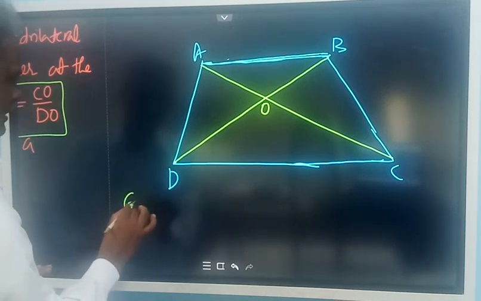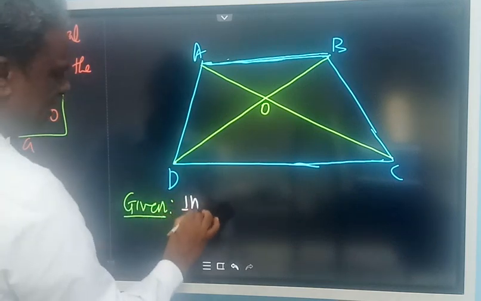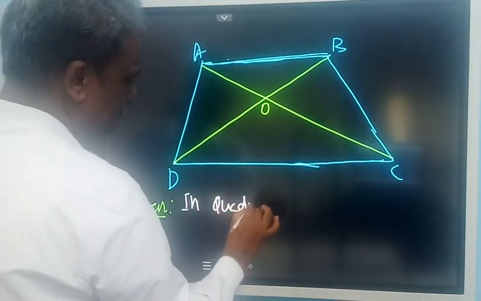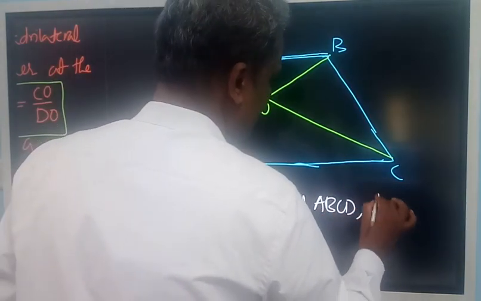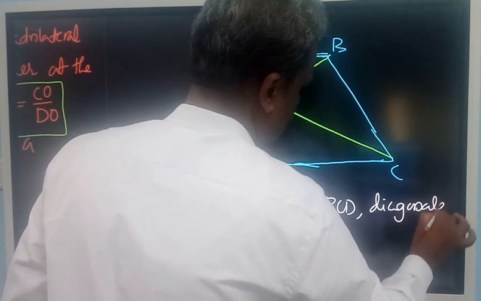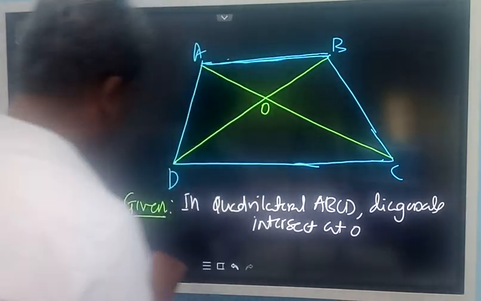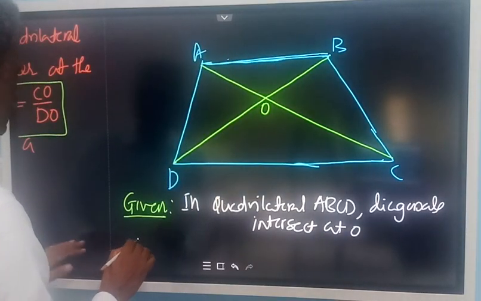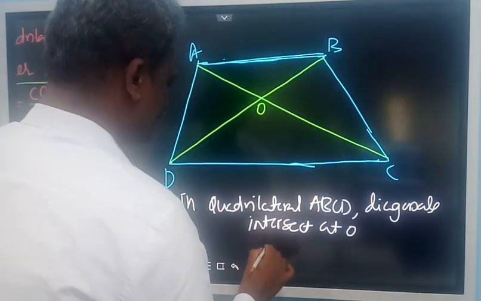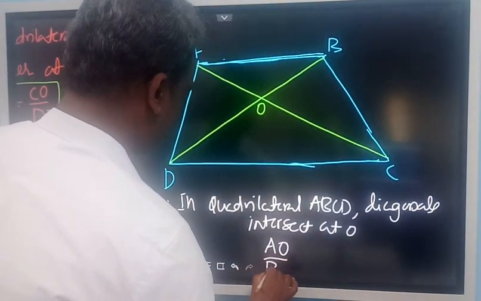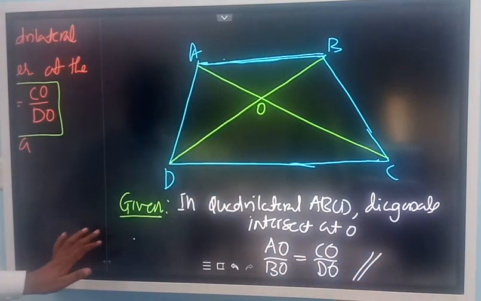So let us write what is given. Given: in quadrilateral ABCD, diagonals intersect at O. And also this condition is given, such that AO by BO is equal to CO by DO. This is given, this much data that is given.